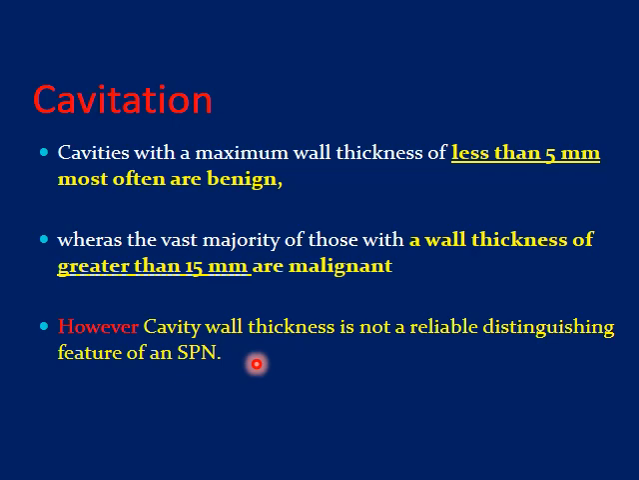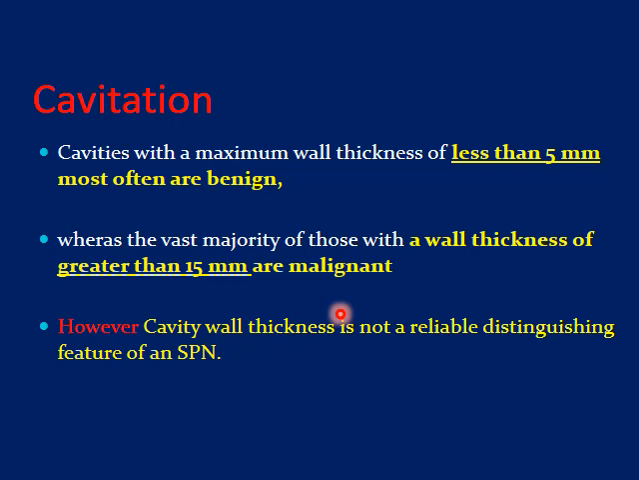The authors tried to take some measures to differentiate benign abscess from malignant abscess. What is meant by malignant abscess? A cavity containing an air fluid level in a patient, compared to another patient having an abscess. They tried to use the wall thickness. They said that wall thickness less than 5 millimeters is often benign, whereas the majority of those with a wall thickness greater than 15 millimeters are malignant. If the wall thickness is irregular and more than 15 millimeters, it is suspicious to be malignant.